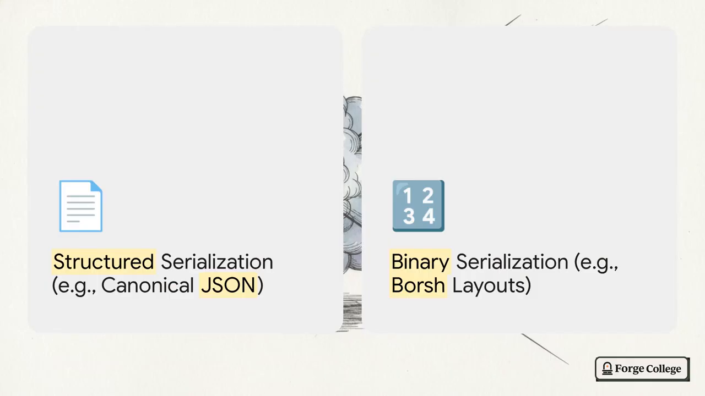For the actual packing process, which is serialization, we generally have 2 approaches. First, you have structured serialization, like canonical JSON, which is fantastic for Web2 testing and readability. But then you have binary serialization, using formats like Borsh or anchor layouts. This is highly compact, and it's exactly what on-chain programs expect to see.